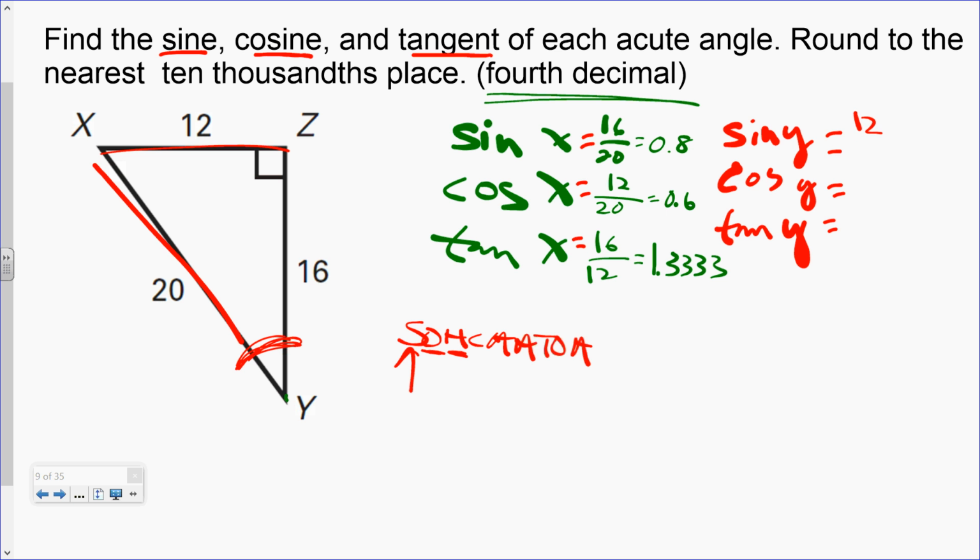12 divided by 20. Hey, that looks pretty familiar. We already did 12 over 20. Look, it's right here. It was the cosine of the other acute angle. That's the time saver, 0.6. That's cool. Cosine of y.